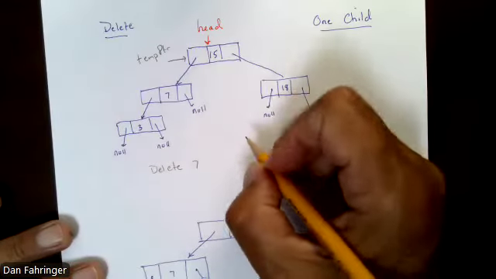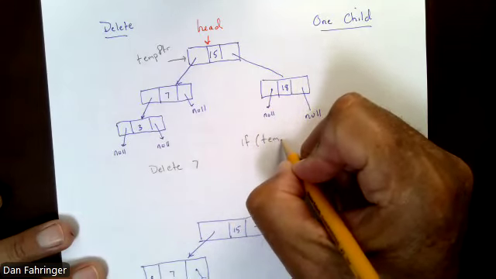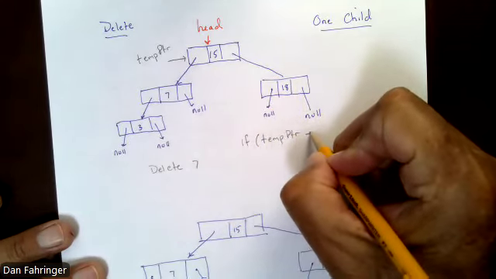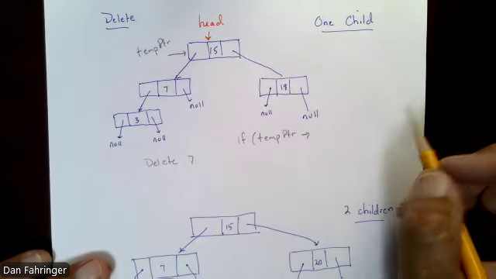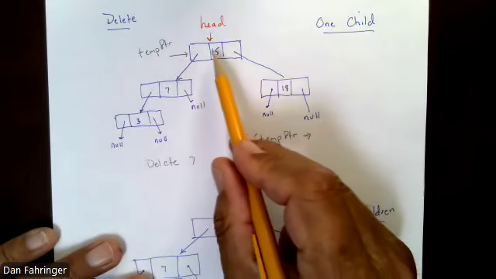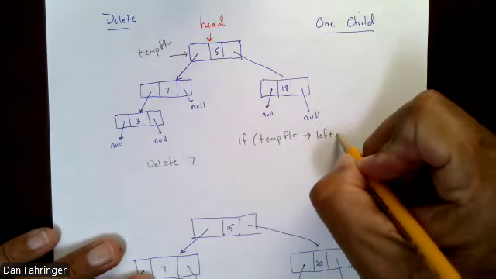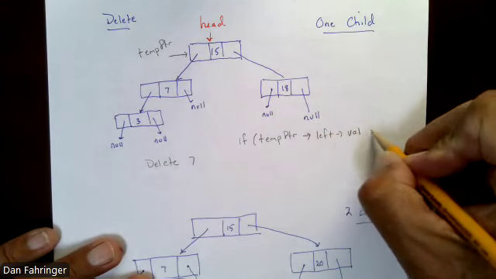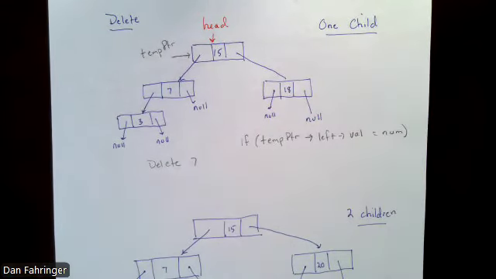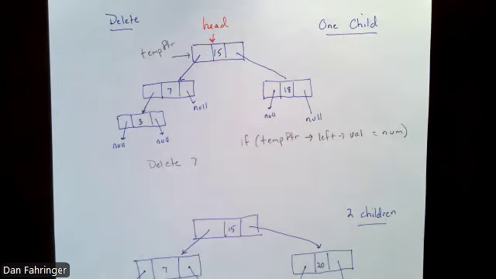So the question that's going to be asked, if this is just one part of it, is if temp pointer's left value equals that num, we're going to pretend it does. We're going to delete 7, so 7 is num. And I'm pointing right here. Yippee-ki-yay. Boom.